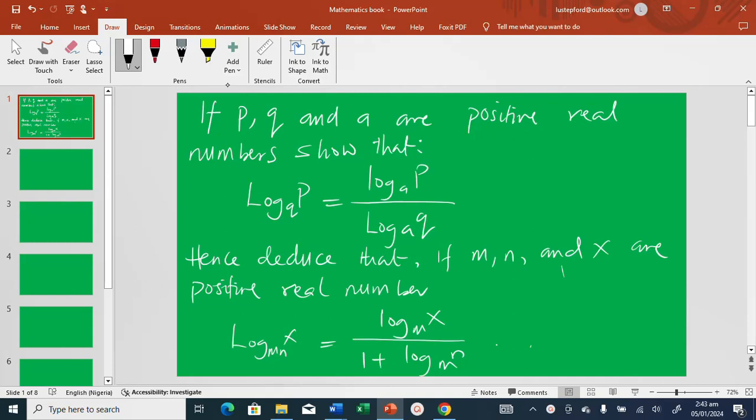So now they say if P, Q, and A are positive real numbers, show that log P base Q is equal to log P base A divided by log Q base A. Hence, deduce that if M, N, and X are positive real numbers, log X base MN is equal to log X base M divided by 1 plus log N base M.